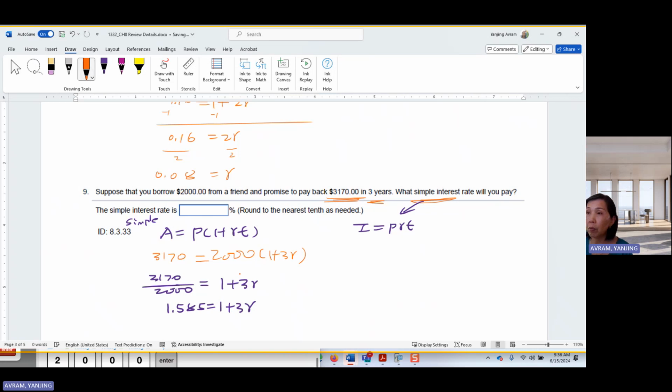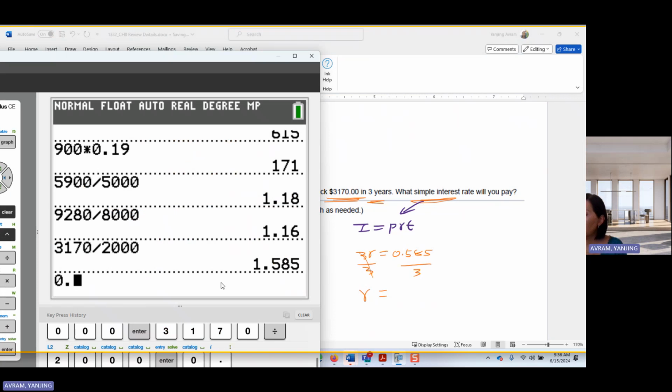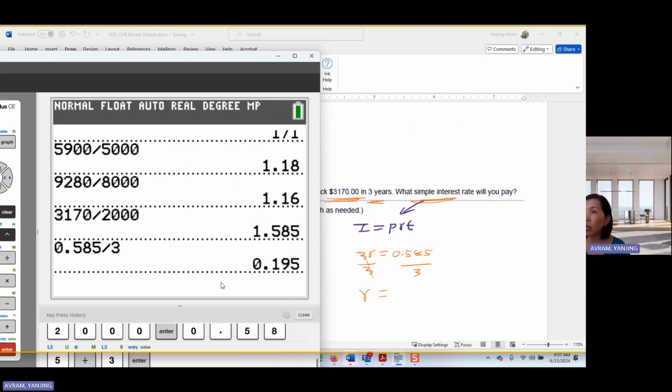All right. And then we minus 1. Remember, 1 is the integer part. So we have 3R equal to 0.585. You divide by 3 on both sides. So R will be 0.585 divided by 3.